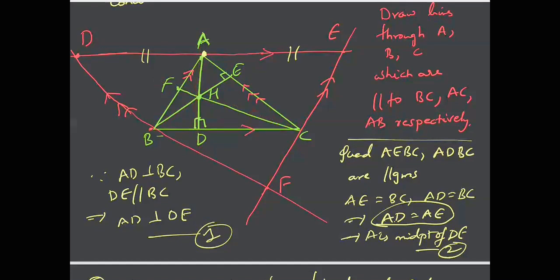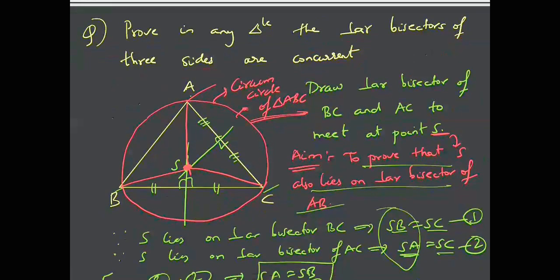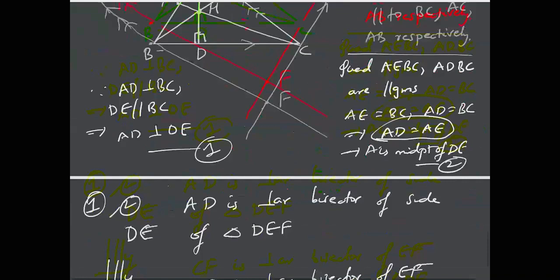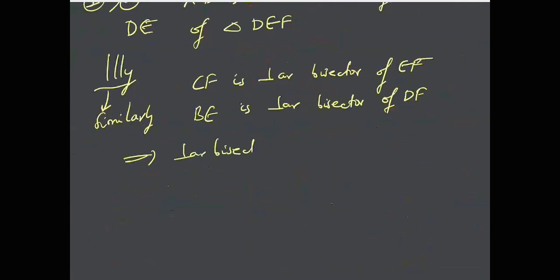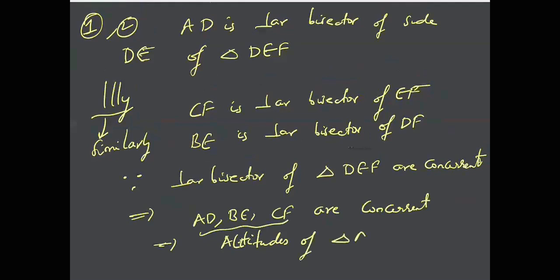So just now we have proved that the perpendicular bisectors of the 3 sides in any triangle are concurrent. So the perpendicular bisectors of this triangle DEF must be concurrent, right? So since the perpendicular bisectors of triangle DEF are concurrent, this implies that AD, BE and CF are concurrent, right? This implies that the altitudes of triangle ABC are concurrent because this AD, BE and CF are altitudes of triangle ABC.